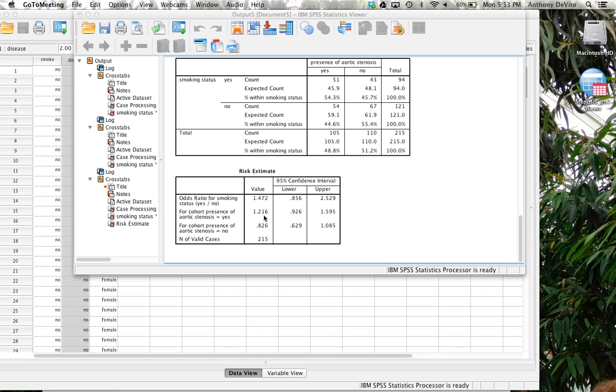What do I remember? That's a point estimate, right? I don't know really what the odds ratio is. I know that I estimate it to be that number, right? But my confidence interval, which has now been calculated for me by SPSS, says that the true odds ratio, we're 95% sure, is between 0.85 and 2.52, which means that it could be 1. We can't say it's not 1.